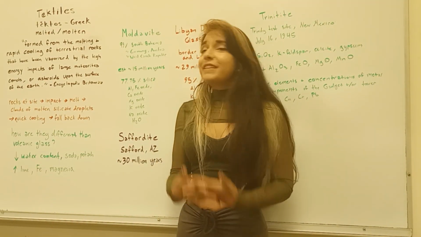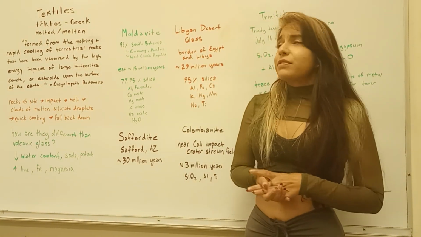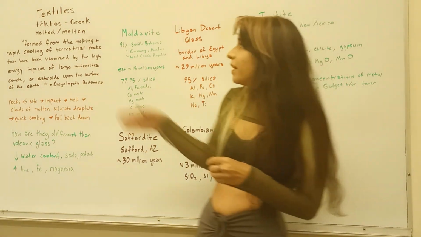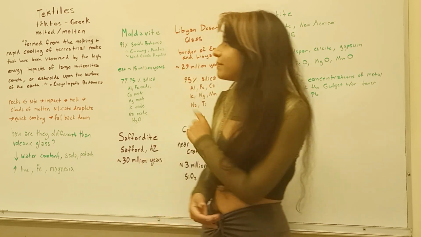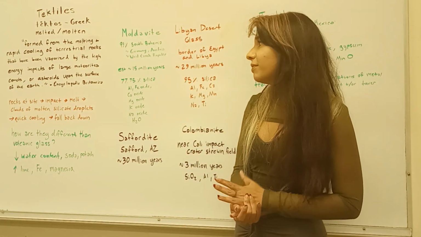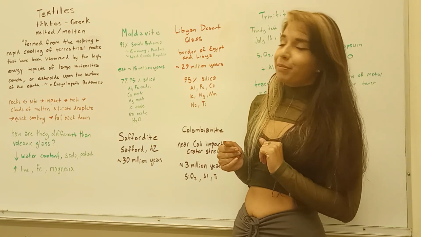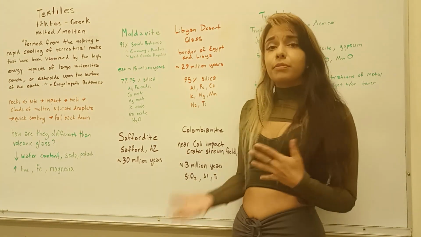Today we're going to go over tektites and some pseudo-tektites and impactites as well. So to start off, a tektite is like a little silica droplet formed from the melting and rapid cooling of terrestrial rocks that have been vaporized by the high energy impacts of large meteorites, comets, or asteroids upon the surface of the Earth, according to Encyclopedia Britannica. And it comes from the Greek tektos, meaning melted or molten.